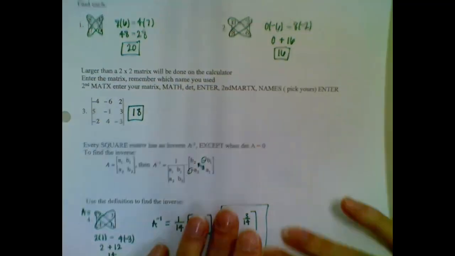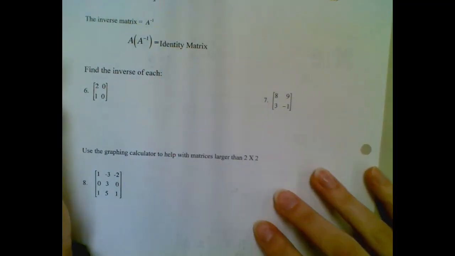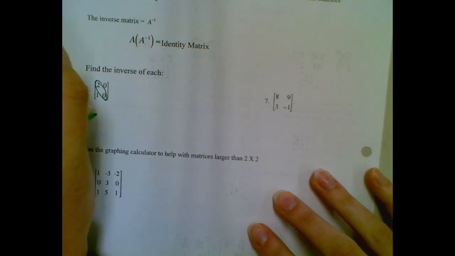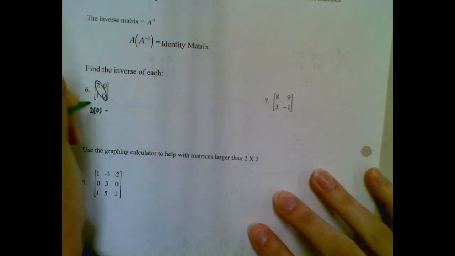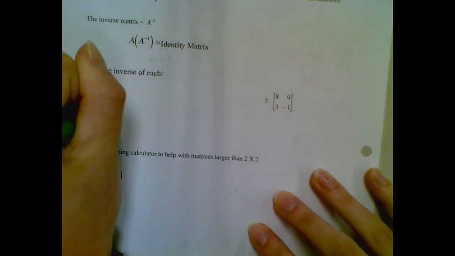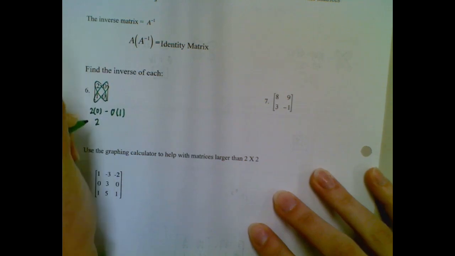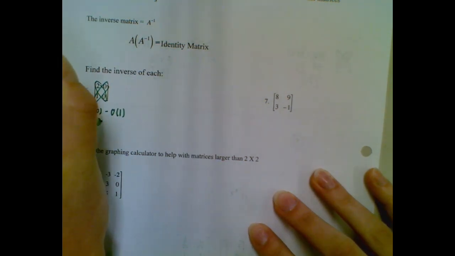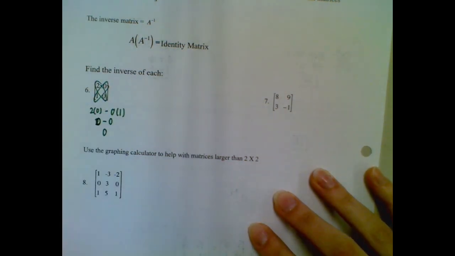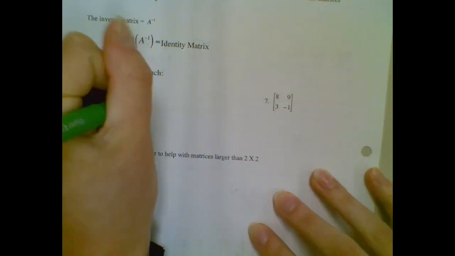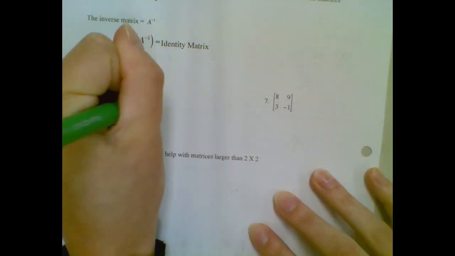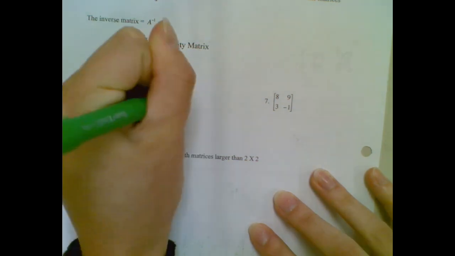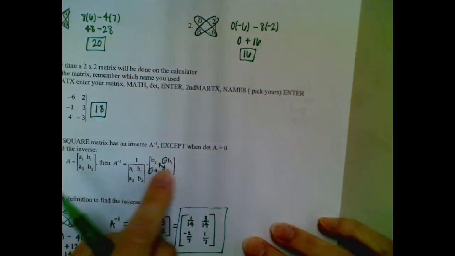So you have to do 1 over the determinant. So let's find the determinant here. So 2 times 0 minus 0 times 1. So I get 0 minus 0, there we go, is 0. So I'm going to go set this up. I have 1 over 0. I'm going to multiply that by this guy right here.